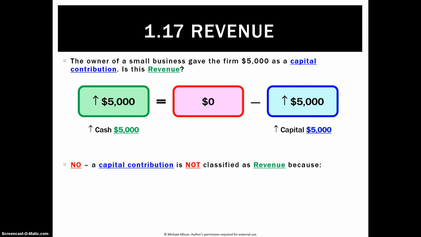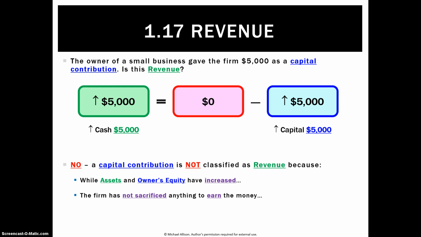There is an inflow, assets have gone up, owner's equity has gone up, but this is not going to be classified as revenue. While assets and owner's equity have increased, the firm has not sacrificed anything to earn the money, and the owner has simply given the business money. So therefore, capital contributions will not be classified as revenue.